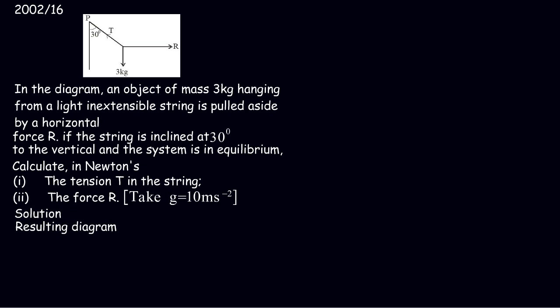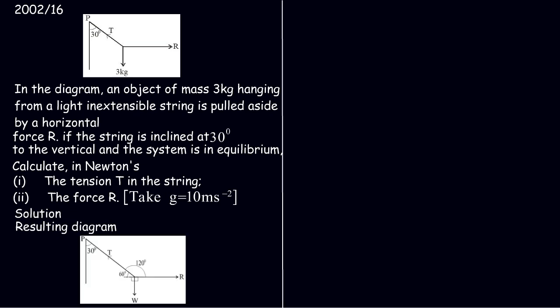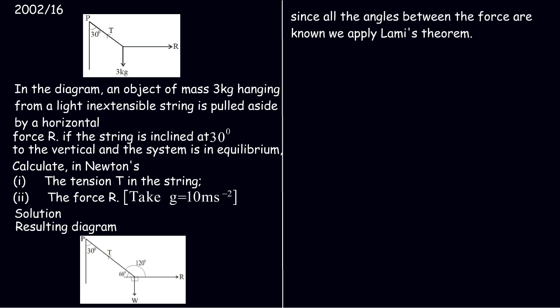Now resketching the diagram and looking for our angle, we get the diagram as shown on the screen. Using our knowledge of plane geometry, the angle W, that is the angle between P and R, will be 120 degrees. That's 90 plus 30. Now since we've gotten all our angles, we are going to be applying Lami's theorem, recalling that W is equal to mg, which is 3 times 10, which is equal to 30 Newton.